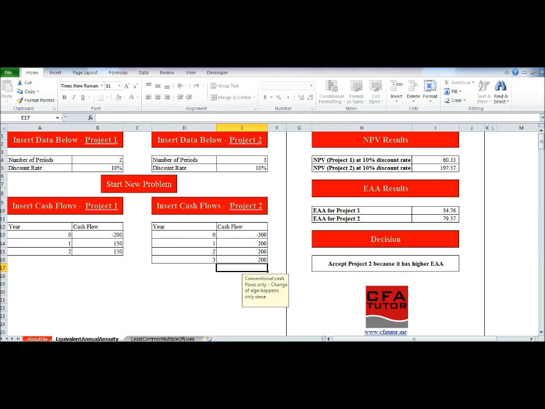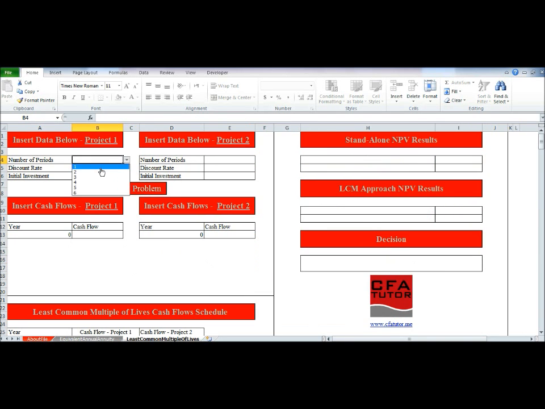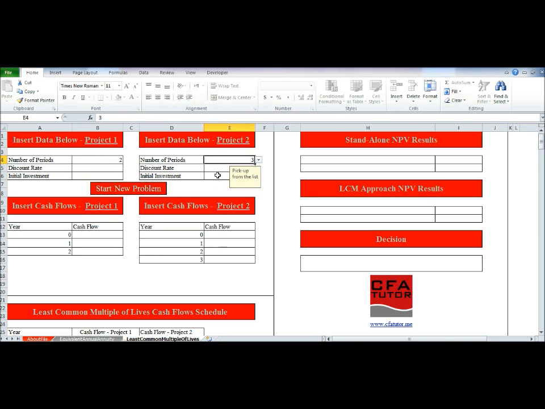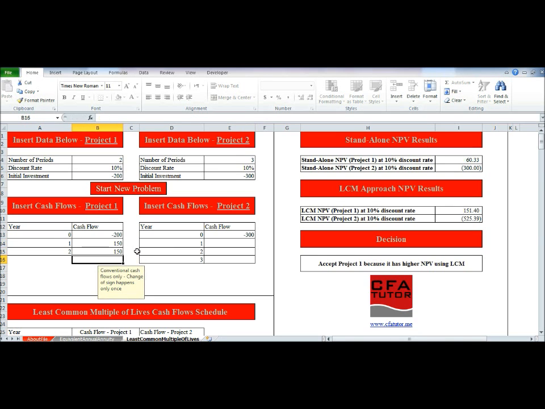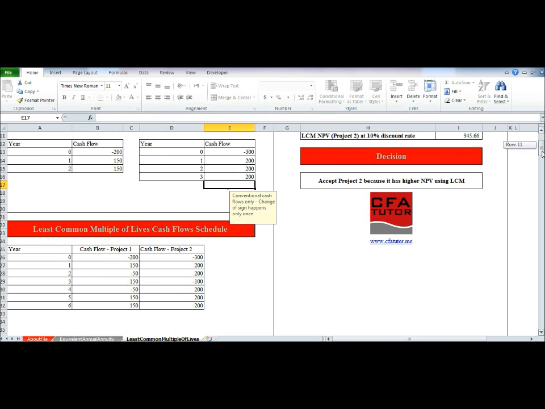If we enter the same data for the least common multiple of lives, we enter 2, we choose 3, 10%, 10%, minus 200, minus 300, 150, 150, 200, 200, and 200. As you can see over here, the schedule below shows you the least common multiple of lives cash flow schedule. So basically, in this case, the project gets repeated: the 2-year project gets repeated 3 times, and the 3-year project gets repeated twice. And these are the cash flows over the 6-year horizon.